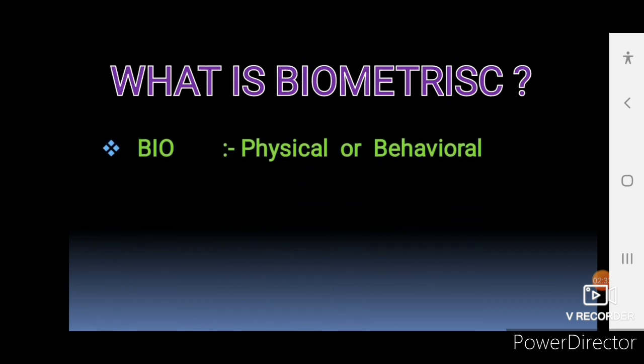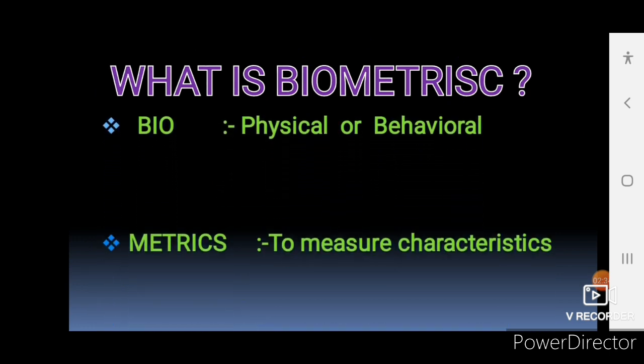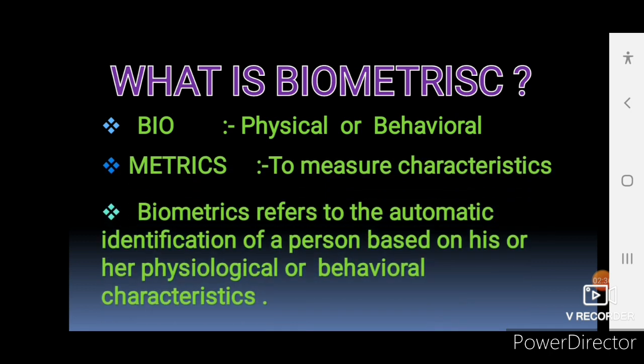What is biometric? The word biometric is a combination of two words, bio and metric. Bio means life, and metric means to measure characteristics. Biometrics is actually an automatic identification of a person based on his or her physiological or behavioral characteristics.